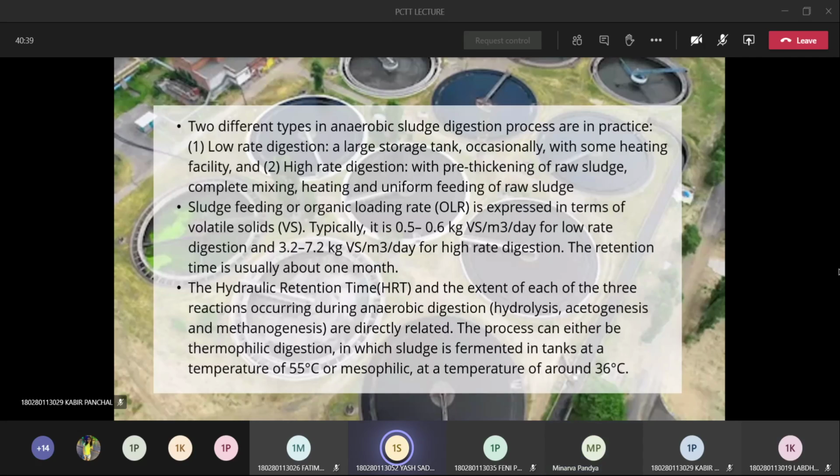In hydrolysis, the carbohydrates, fats, oils, and proteins present in the organic matter are converted into short-chain organic acids. These short-chain organic acids are then converted into acetic acid in acetogenesis. Now, this acetic acid is then converted into biogas like CH4, CO2, and with some trace amount of hydrogen sulfide and H2 gas. This process is called methanogenesis, and these 3 reactions constitute the whole process of anaerobic digestion.